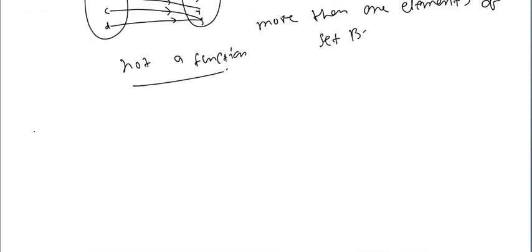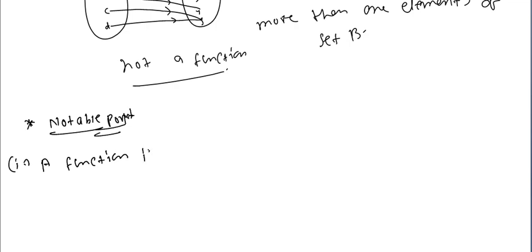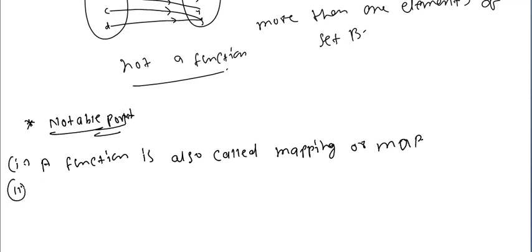And now consider the notable points. This is a very important point. Just consider the first point. A function is also called what? Mapping or map. Don't get confused if you see in any book that a function is written as a mapping or map, just consider it a function. This is nothing else.